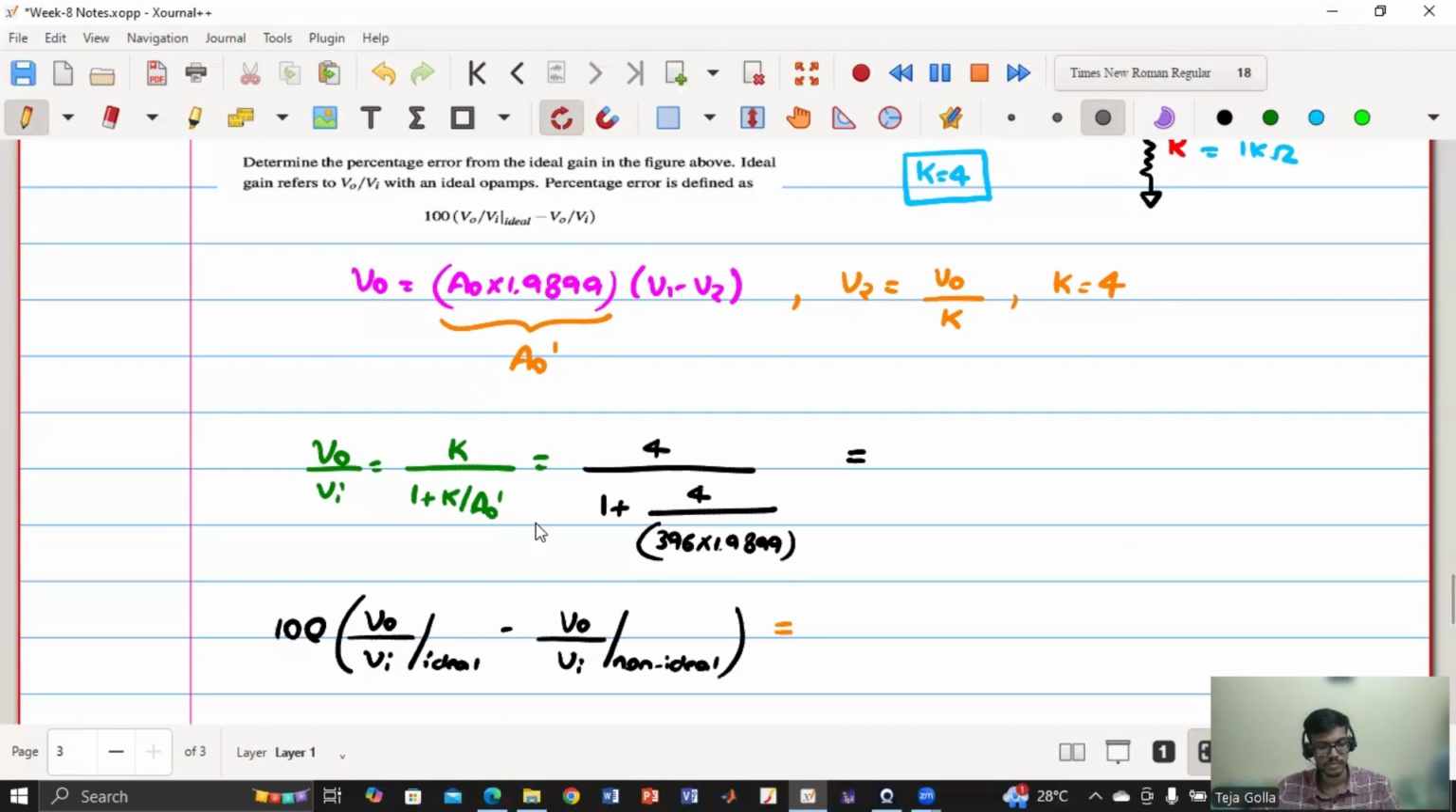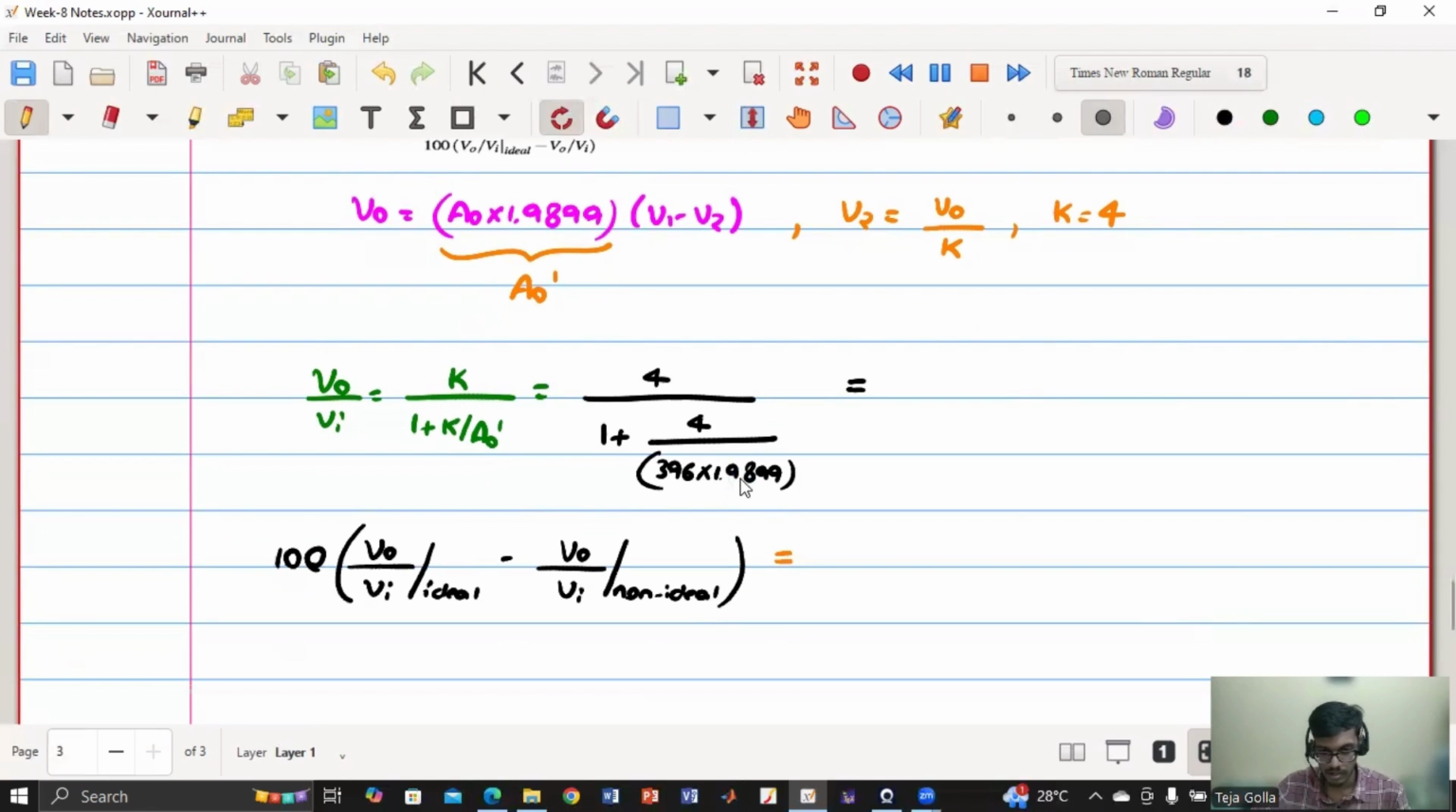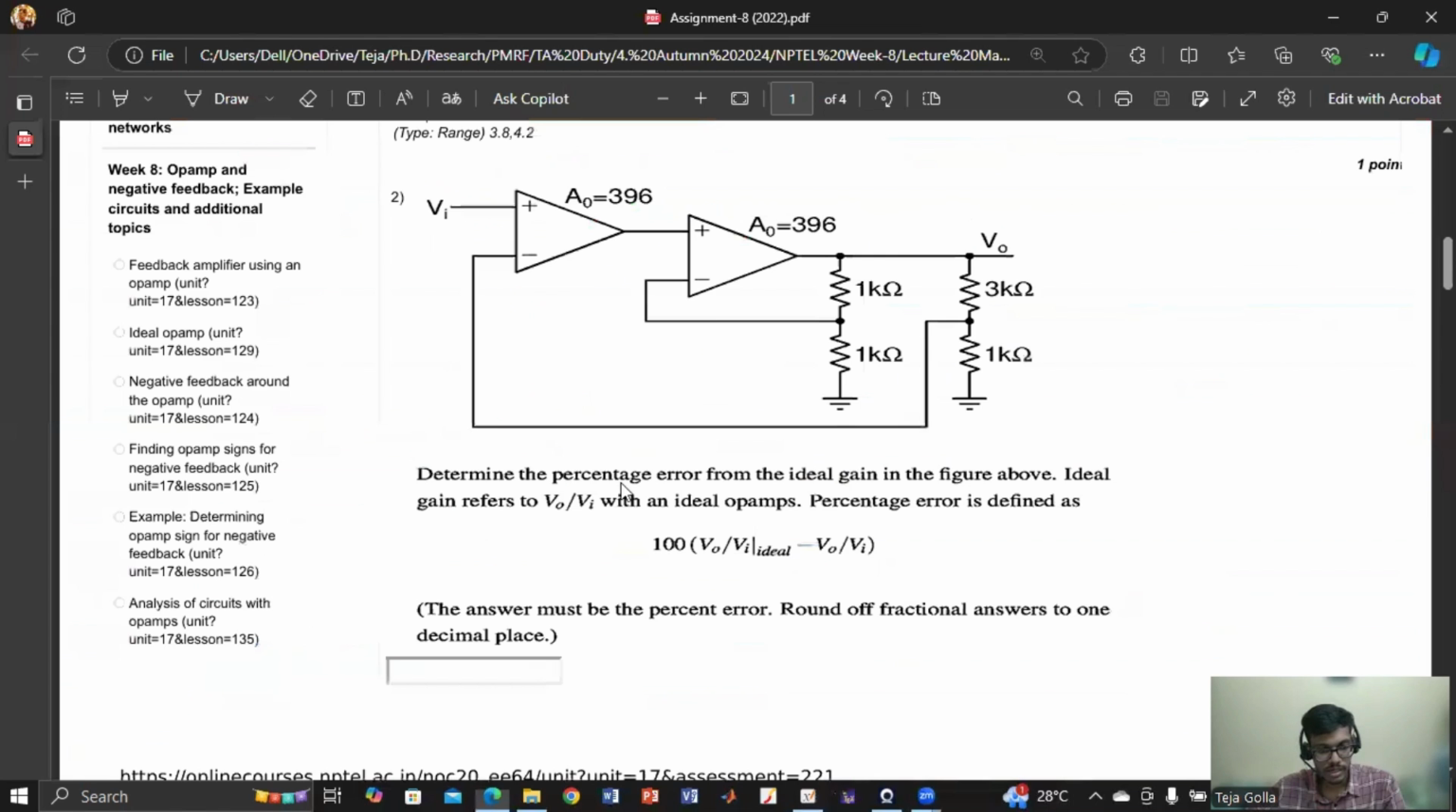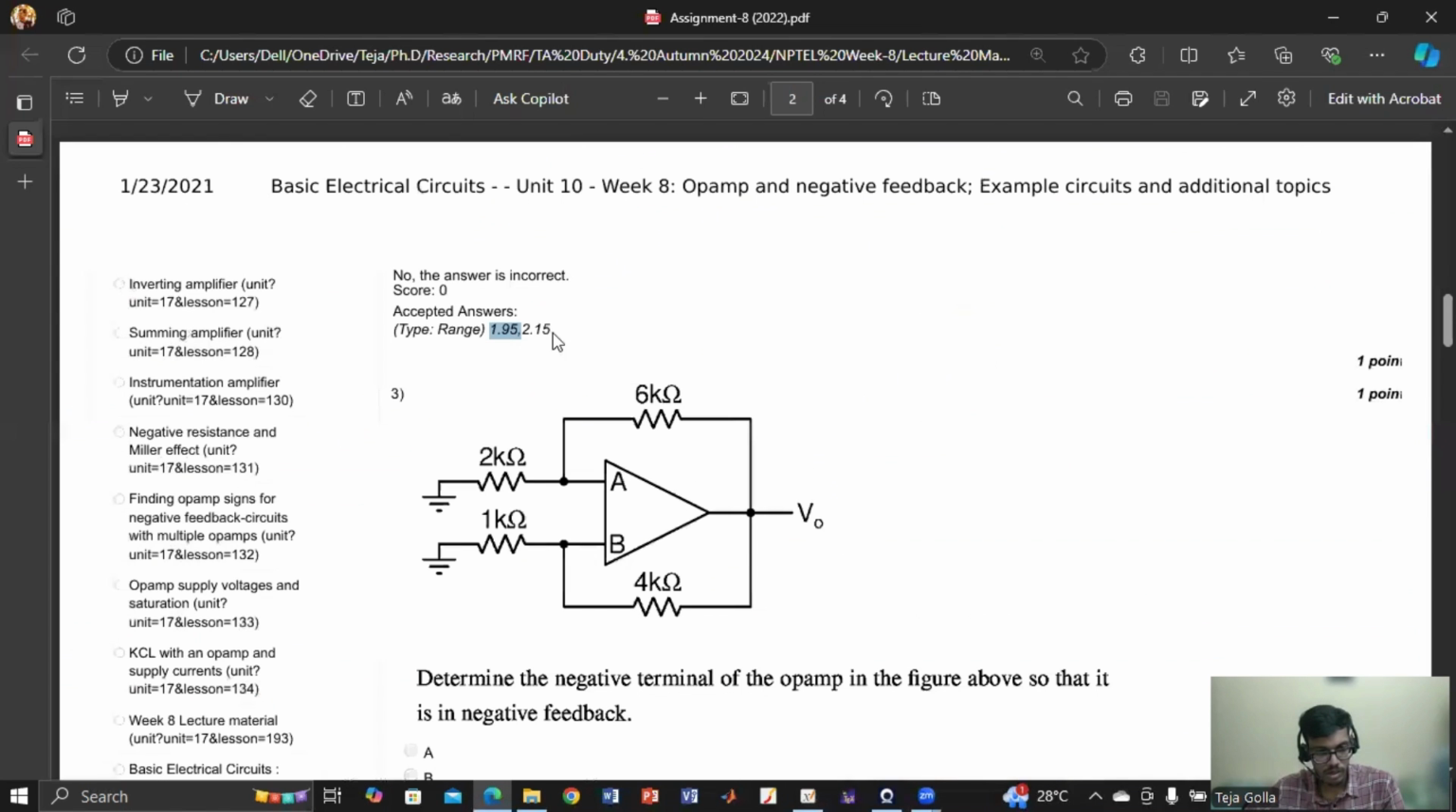Anyone? Just calculate and tell me that value. Okay, this meeting might end. Let me write the value. It will be 3.979. So if I calculate this value, I'll be getting 100 into 4 minus 3.979, which is 2.1. So if you check the answer, it is also coming to be 2.1.